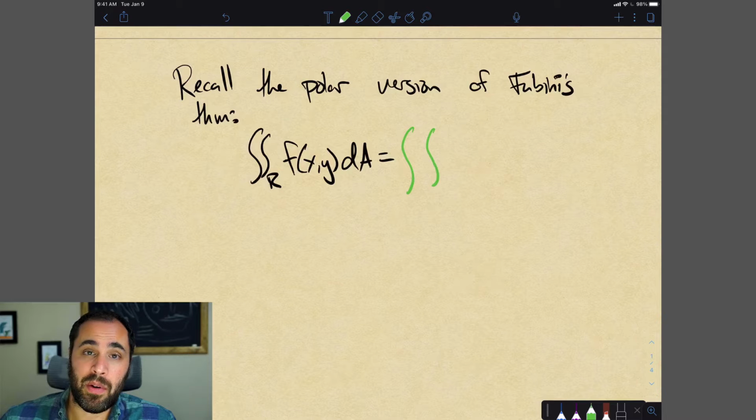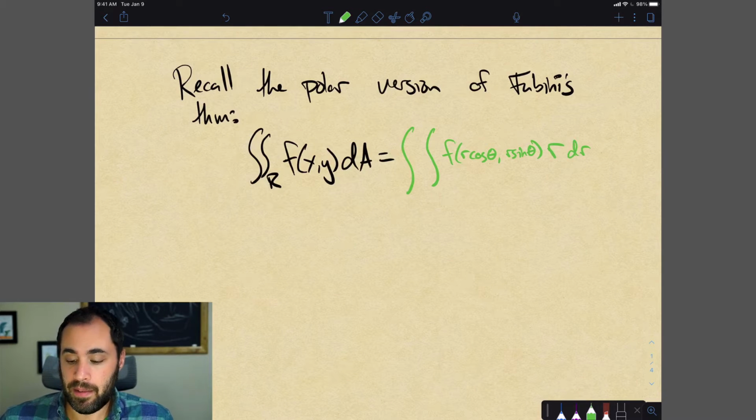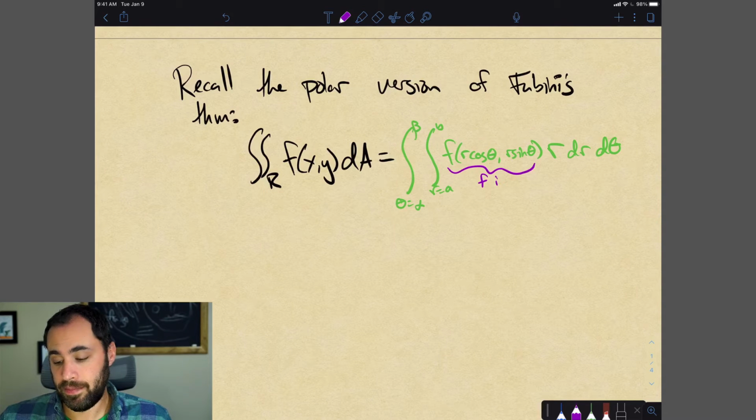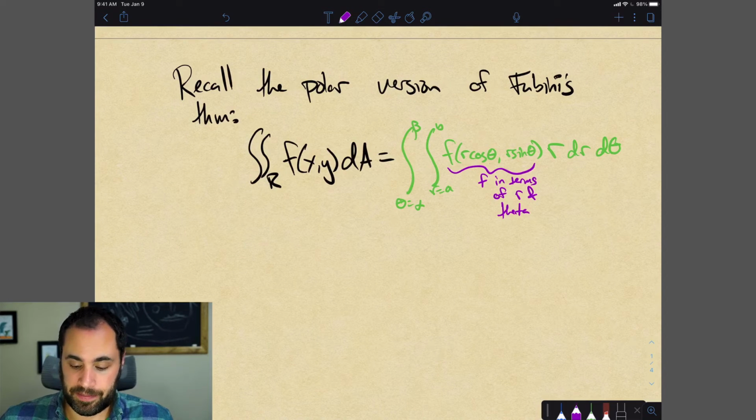So first, remember our polar version of Fubini's theorem. That is how we can write a double integral as an iterated integral using r and theta. So we'd have r bounds, theta bounds. We write our function f using the variables r and theta rather than x and y. And then when we replace dA, we write r dr d theta. So we get this extra factor of r that we can't forget.